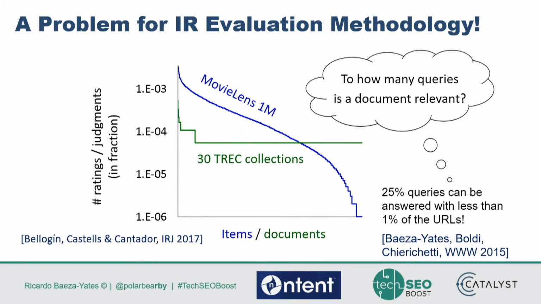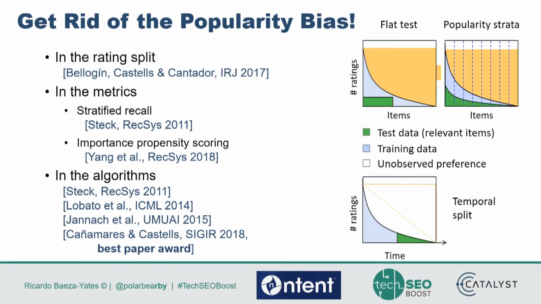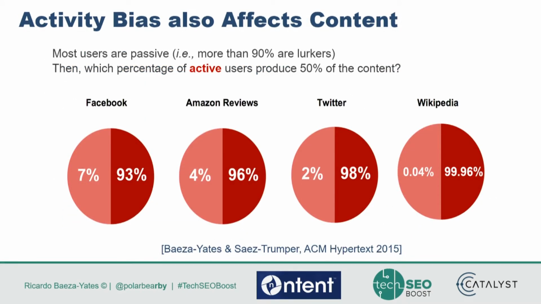And this is another power law. That's why it works like this. I will skip this, but basically there are a lot of references to where you can find this if you're interested in how to get rid of the popularity bias.